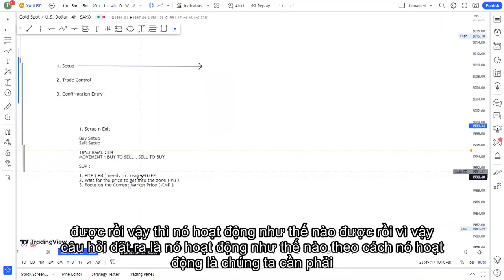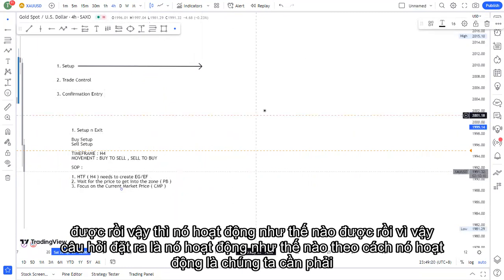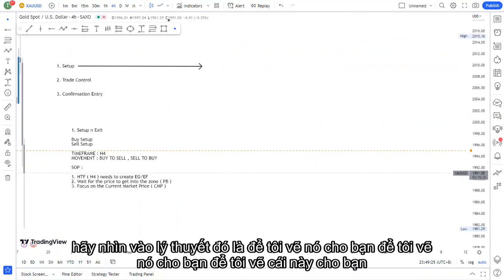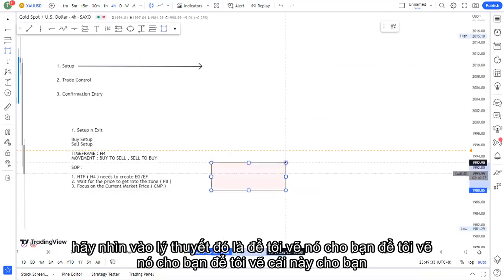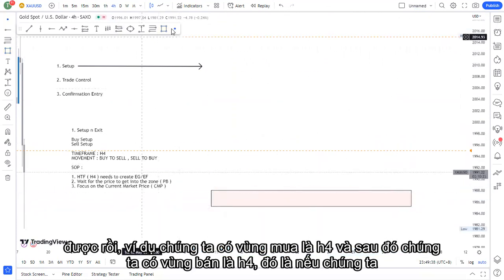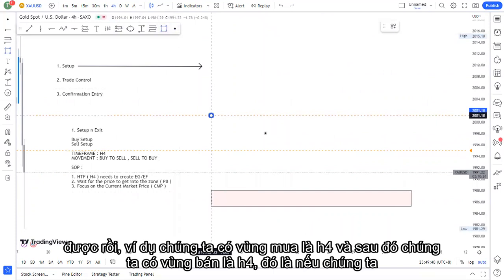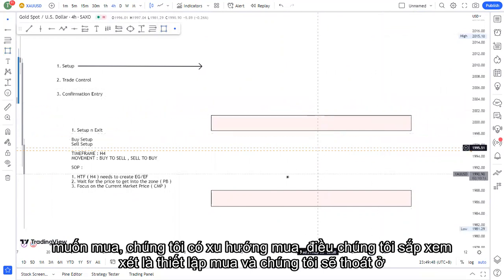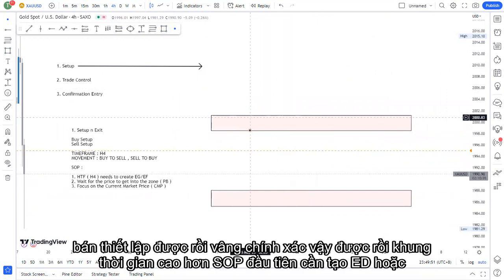So the question is how it works. The way it works is we need to look at the theory, so let me draw it for you. For example, we have the buy zone of H4 and then the sell zone of H4. If we want to buy, in the buy bias, we are going to look at buy setup, and we are going to exit at sell setup.